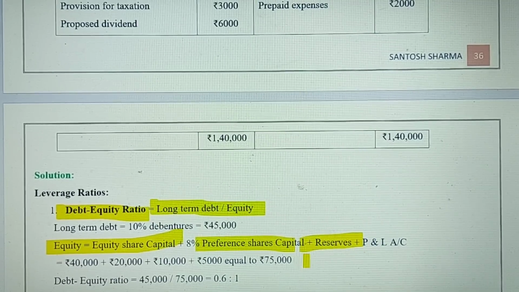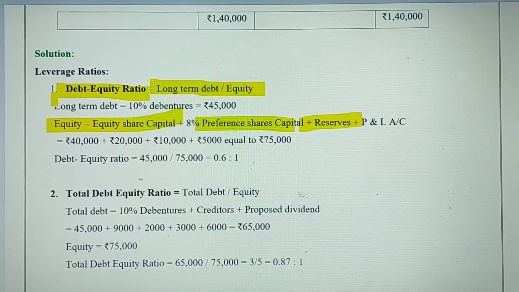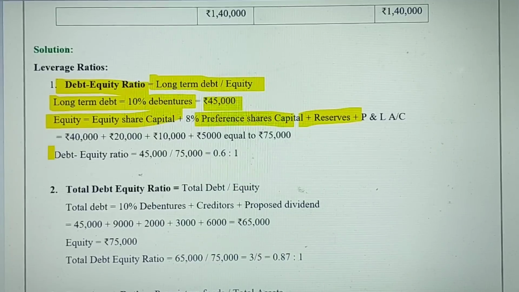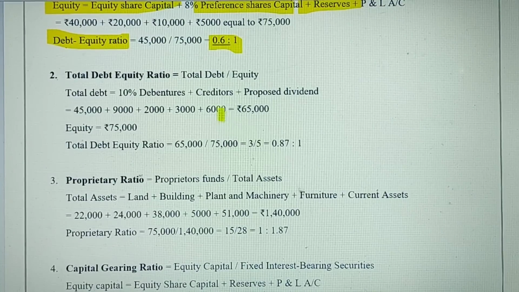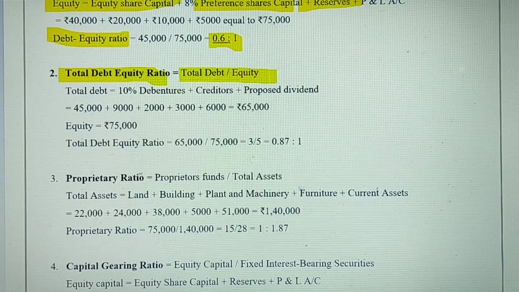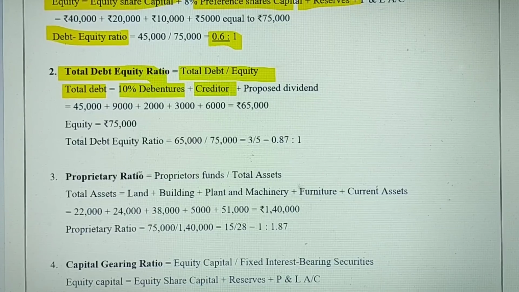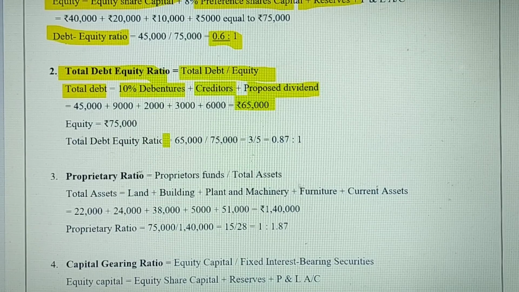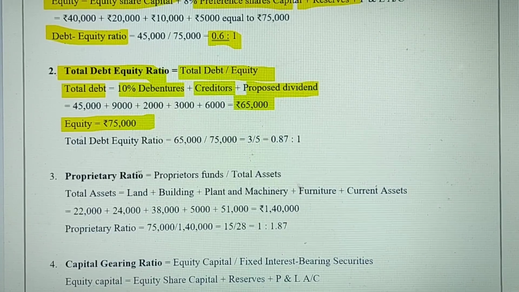Like I have written here, the equity is share capital, preference share capital, reserves, and profit and loss account. And the debt is the long term debt, that is debentures, that is given in the question on the liability side, 45,000. So when you divide this, you get debt equity ratio 0.6 is to 1. And again, like total debt equity ratio, this is also a part of leverage. The formula goes total debt by equity. Now to calculate total debt, you need to add debentures, creditors, and proposed dividend. So you get this amount 65,000. Then equity here, that means equity share capital, that is given 75,000. Divide them, you get total debt equity ratio.